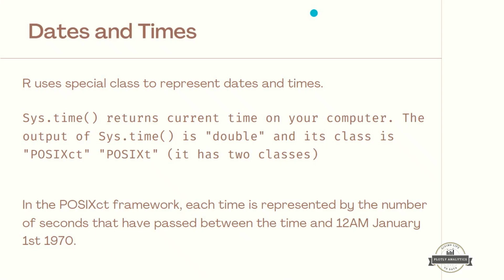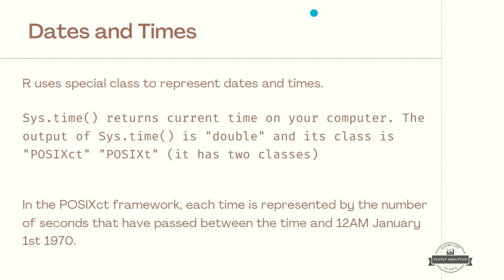Now let's look at another attribute, called dates and times. There are more types of data that you can manipulate with the help of R. So far we have used doubles, characters, complex, integers. We have seen all these types of objects, but we have not seen dates and times. R uses a special class to represent dates and times.